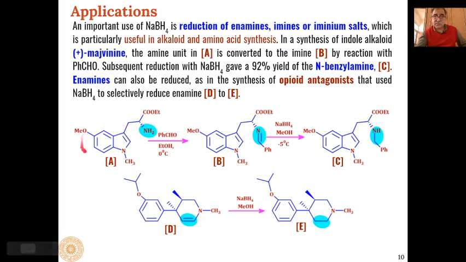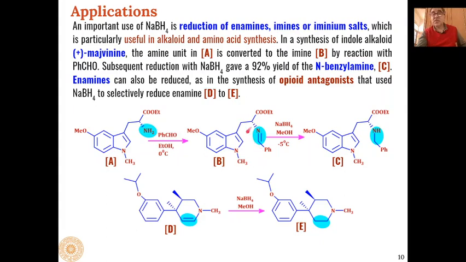Now, if you see, this is the indole moiety, a methoxy group is present and a methyl group is present. In addition, you have an amino group and a carboxylic ester group. When this is reacted with benzaldehyde in ethyl alcohol, you know that amines condense with aldehydes and ketones, and we get carbon-nitrogen double bonded compounds. These types of compounds are called imines, or Schiff bases also, right?